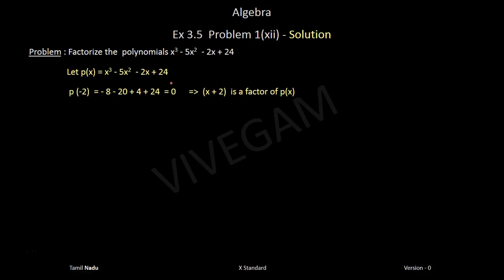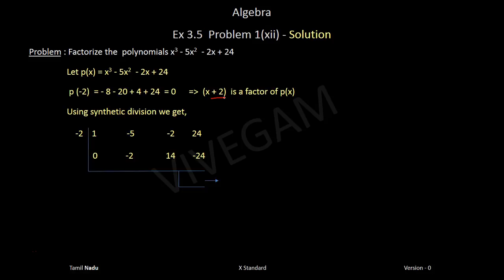As I said, please try on your own, find p of 2 and it will not be 0, and after that we have come to this p of minus 2. I missed this step here, but I suggest you do it and write it in your notebook. Okay, right? So p of minus 2 is 0, which means x plus 2 is a factor of this polynomial. Now we are ready for the synthetic division.